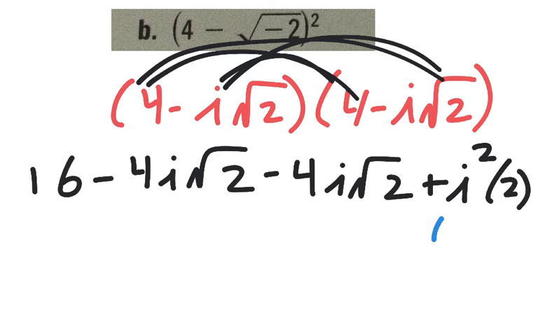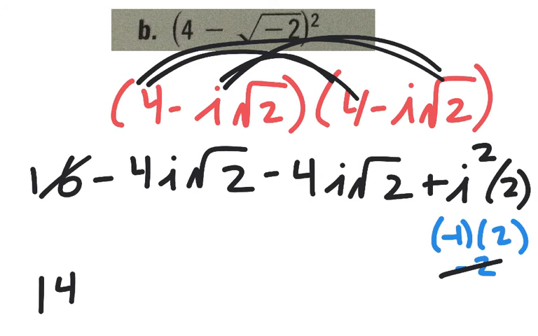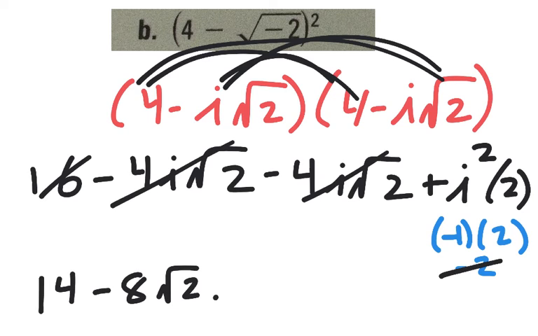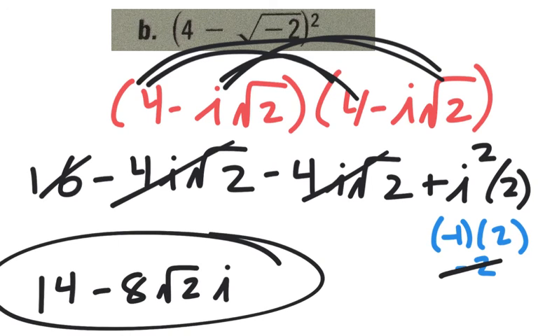Okay, now i squared is negative 1. So that's going to give me a negative 2 over here. So when I combine them, 16 minus 2 is 14. And now these are like terms, so combine them. I have negative 4, and I'm going to subtract 4 more. That's negative 8 radical 2 i.